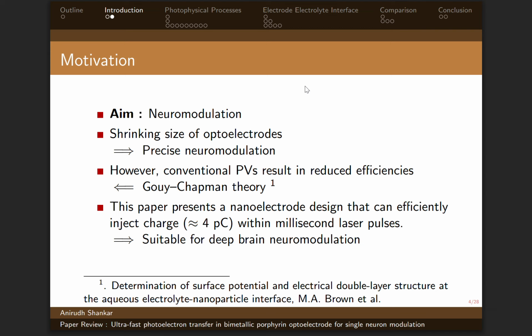of the Gouy-Chapman theory. And the highlight of this paper is that it presents a nanoelectrode design that can efficiently inject up to 4 picocoulomb of charge within millisecond laser pulses. And the theoretical threshold for deep brain neuromodulation is about 3 picocoulomb, and this injected charge, 4 picocoulomb, being greater than the threshold of 3 picocoulomb, is suitable for deep brain neuromodulation. That is the motivation behind this paper.